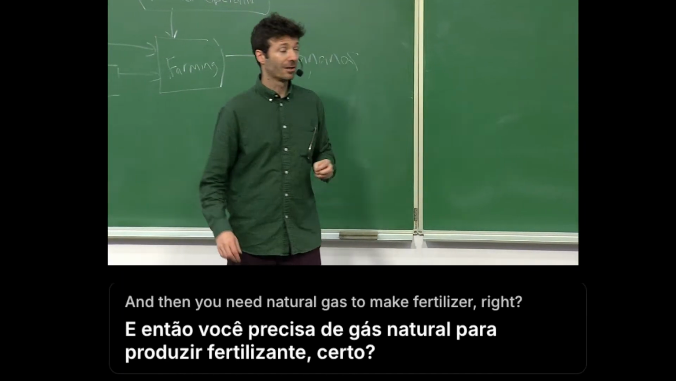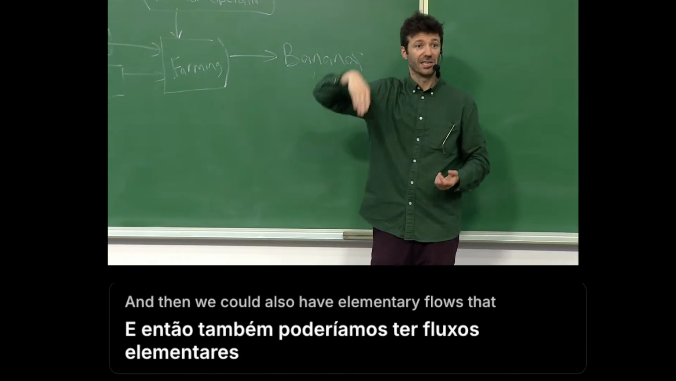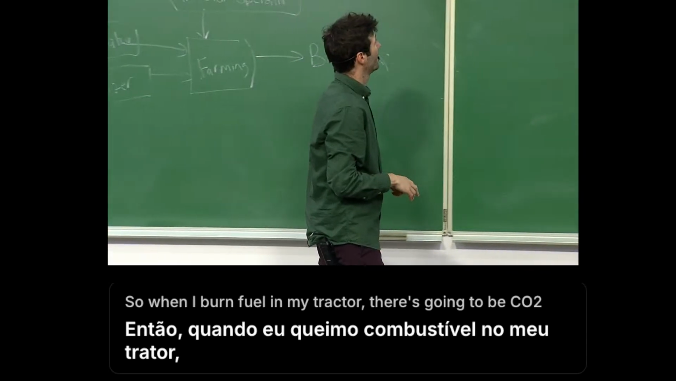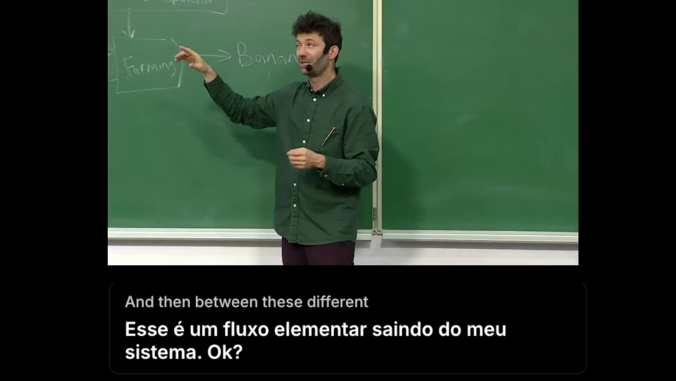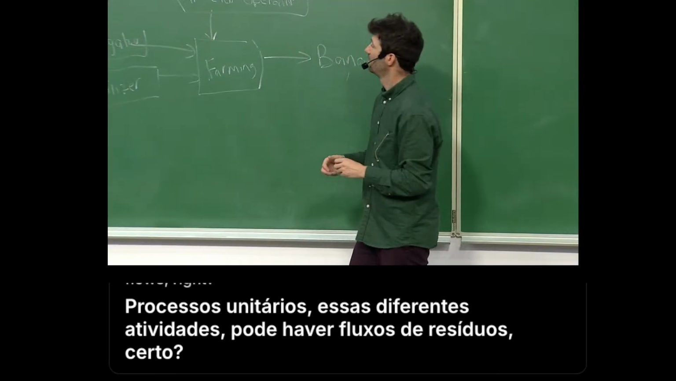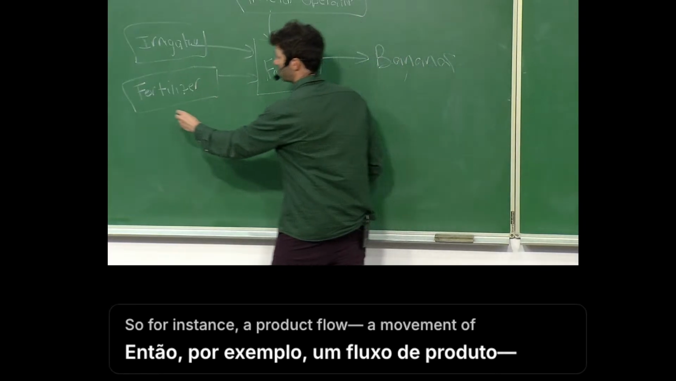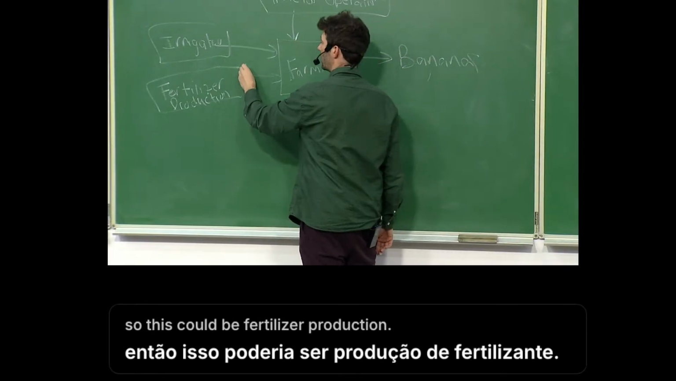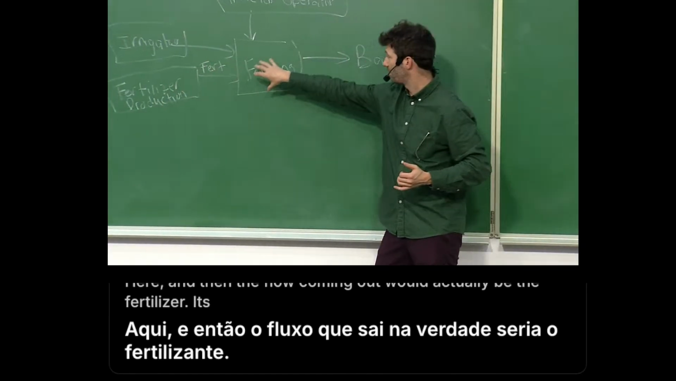And then we could also have elementary flows that leave. So when I burn fuel in my tractor, there's going to be CO2, carbon dioxide. That is an elementary flow leaving my system, okay? And then between these different unit processes, these different activities, there can be waste flows, right? Or there could be product flows. So for instance, a product flow, a movement of mass and energy, would be fertilizer. So this could be fertilizer production here. And then the flow coming out would actually be the fertilizer itself, all right? So that's a product coming out of my unit process that's going into my farming system.